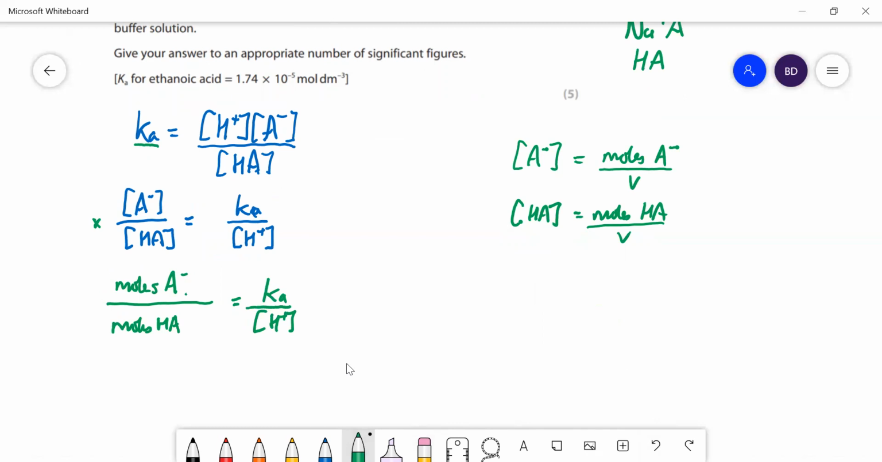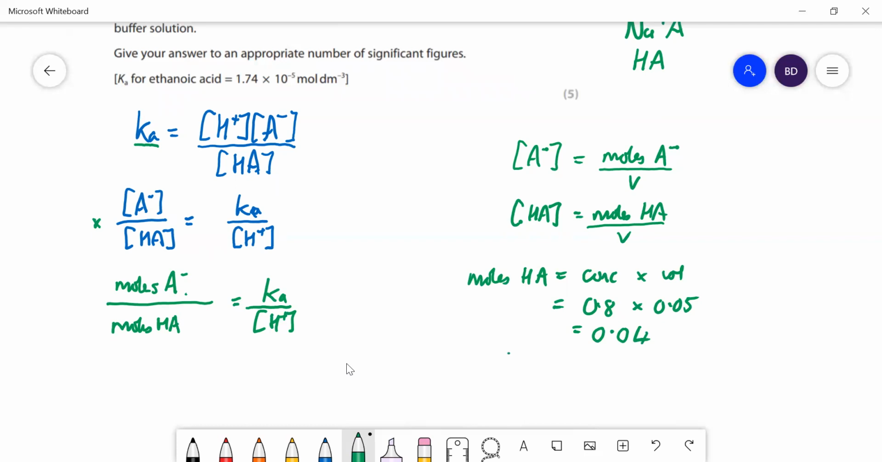Now we need to work out how many moles of ethanoic acid we've got. Moles of ethanoic acid is equal to the concentration of the ethanoic acid multiplied by the volume. The concentration it tells us in the question was 0.8, and the volume was 50 centimeters cubed, so that's 0.05 dm cubed. So that's equal to 0.04 there.